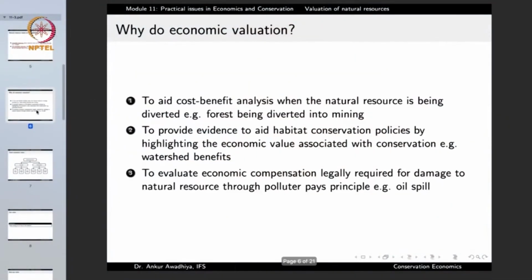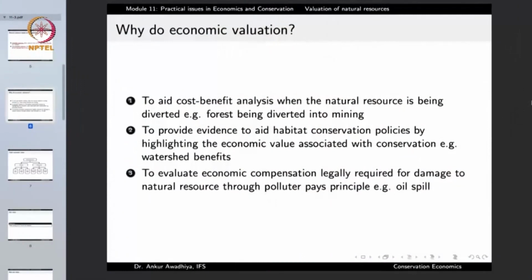Now, when we talk about resources, we also do an economic valuation of resources, which is, suppose you have a forest, you may ask the question, what is the value of this forest? When you do an analysis to find out the economic value of the forest, meaning that how much is this forest worth? Is it worth a few lakhs of rupees? Is it worth a few crores of rupees or more?